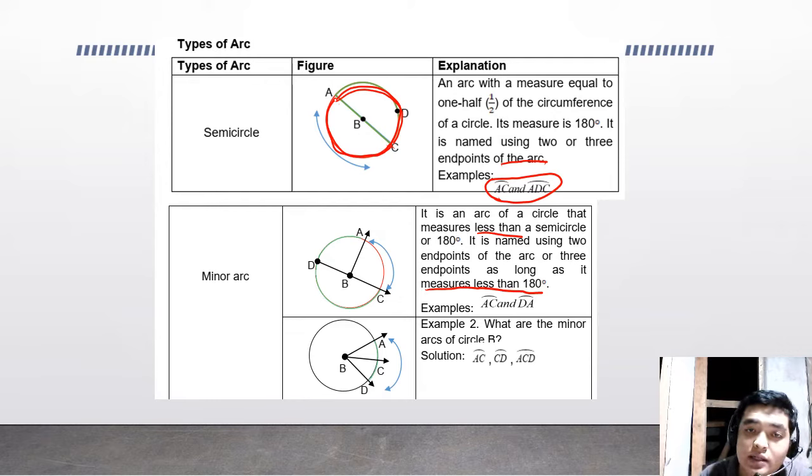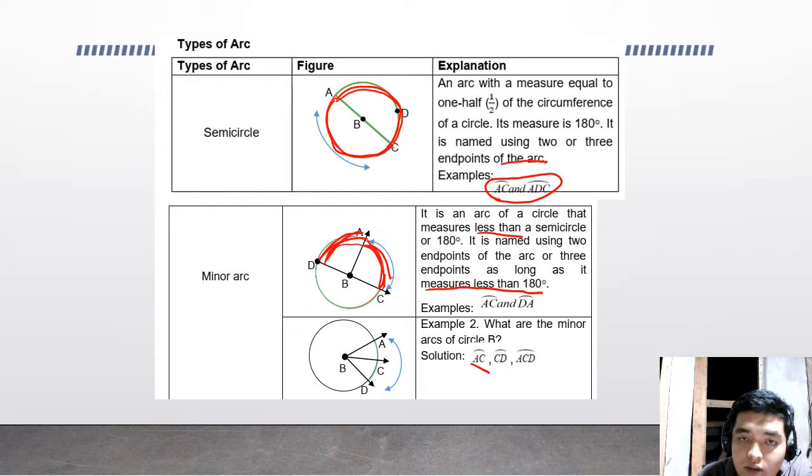Example 2, what are the minor arcs of circle B, meaning this one? So what are the minor arcs? You can name it as this one. This is a minor arc. The semicircle is this, so it should be less than that. So this is arc AC. We have this one, and also arc AD.